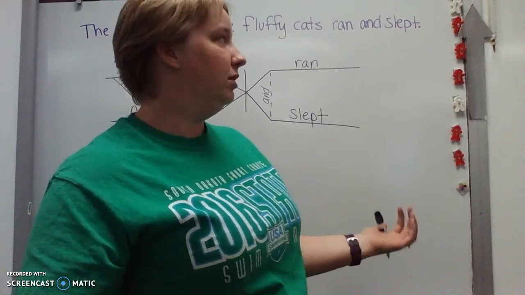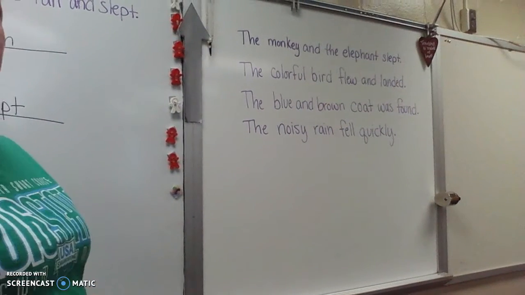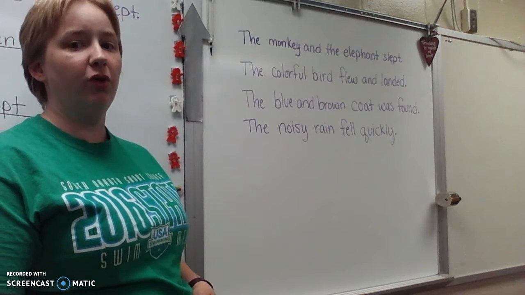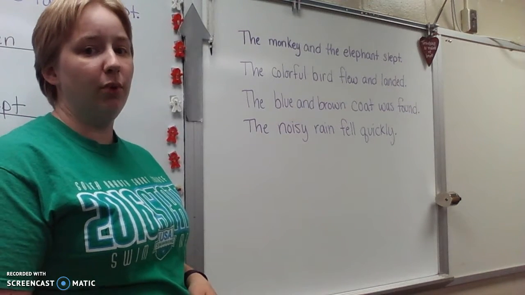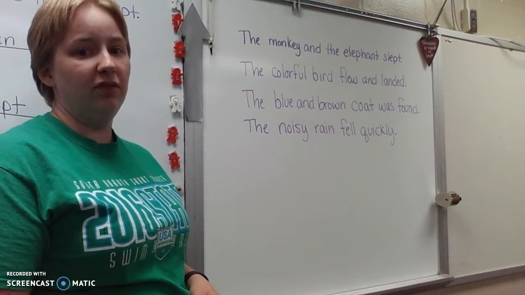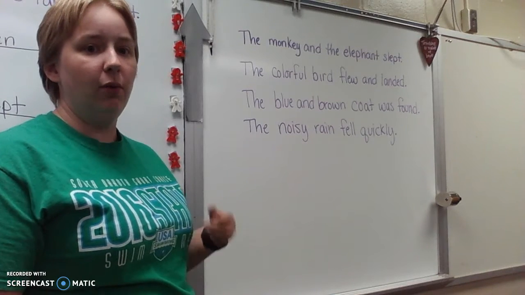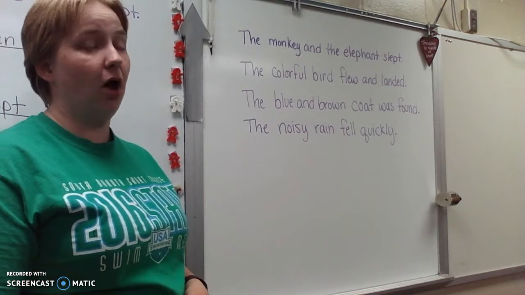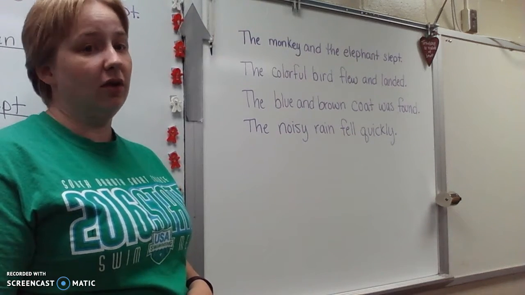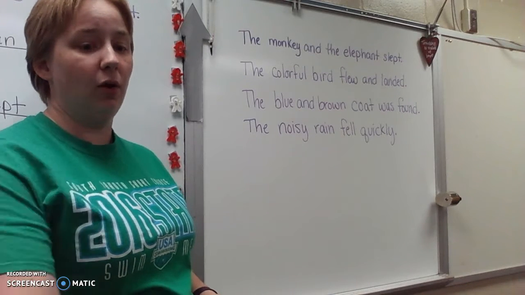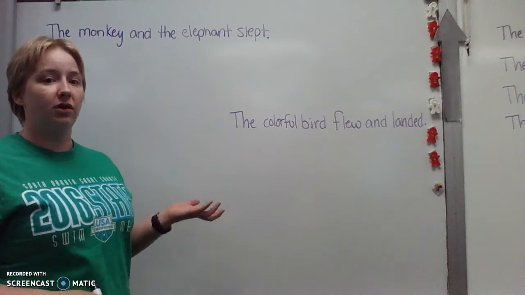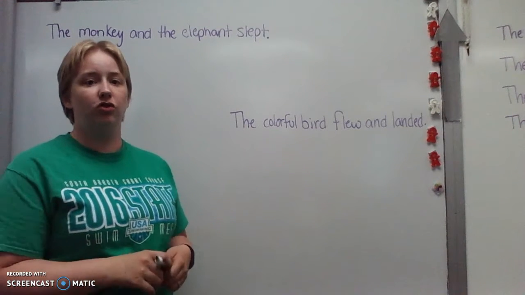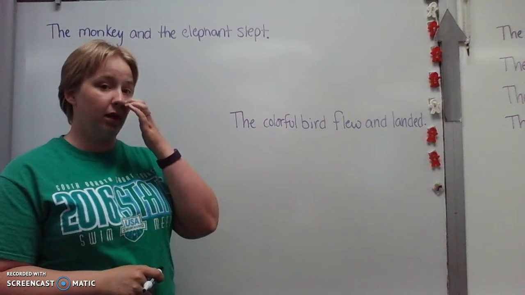Now, I have some additional sentences for diagramming listed over here. I have the monkey and the elephant slept, the colorful bird flew and landed, the blue and brown coat was found, and the noisy rain fell quickly. I would encourage you right now to pause the video and try to diagram these sentences on your own. And then you can start the video back up and see exactly how to diagram them. Okay, so hopefully by now you've attempted these sentences by yourself. I'm going to show you how to diagram them now.